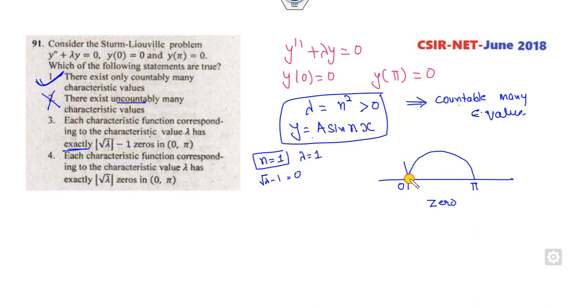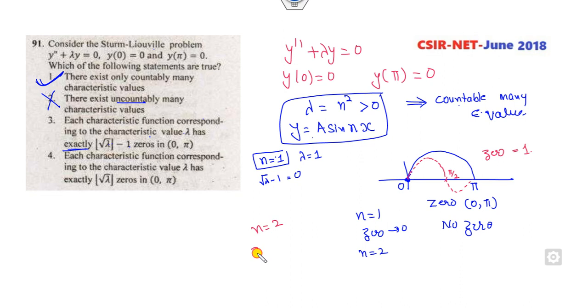There is no zero. So if n is 1, how many zeros? 0. If n is 2, that means sine of 2x. How do you draw sine of 2x? It will look like this, and this is my pi by 2. How many zeros are there? There is 1 zero. So when n is equal to 2, how many zeros? 1 zero. So when there are n zeros, what is the value of n? Root of, so that means, is that the correct answer? This is the wrong answer. So A and C are my correct options.